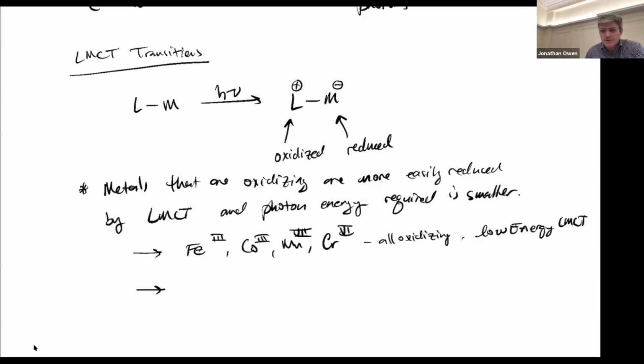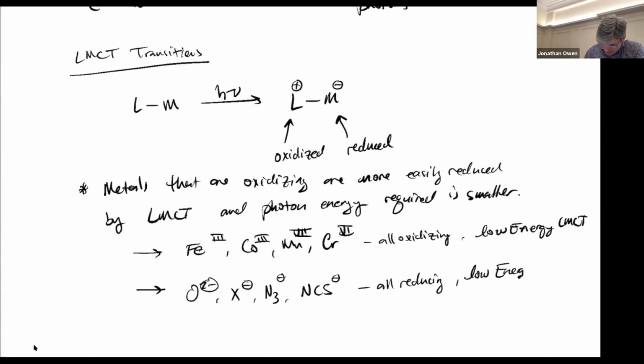Similarly, ligands that are good reducing agents help this process to happen with low energy. So O2 minus, X minus, N3 azide anion, thiocyanate. These are all reducing. You end up with low energy LMCT.